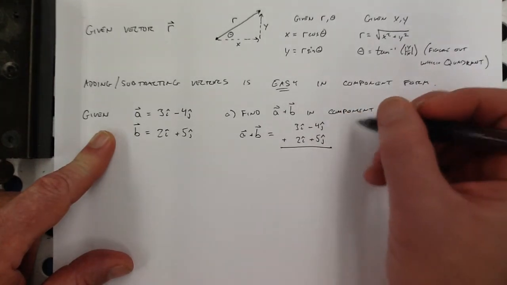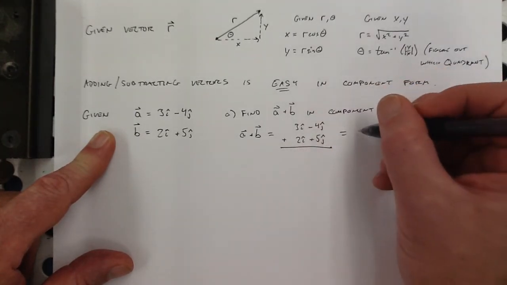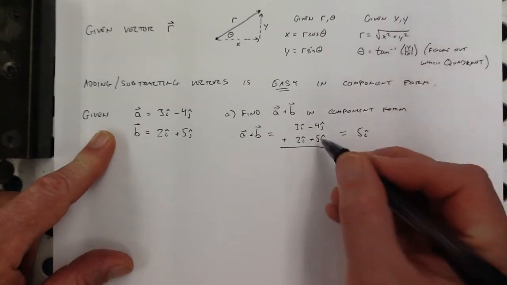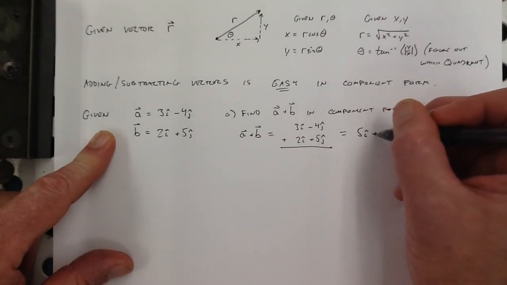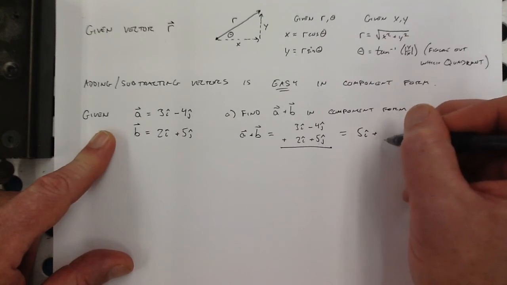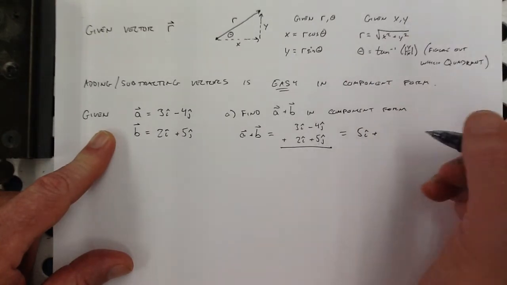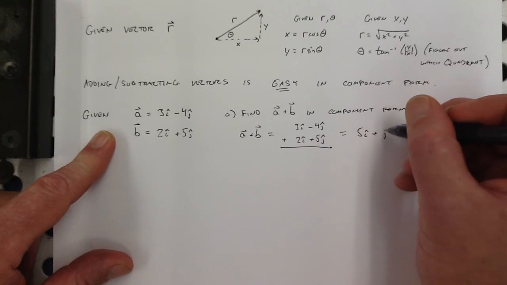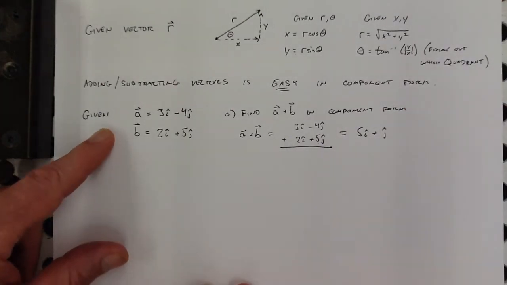So we add those up, and I get here 5i plus 1. You could put a 1 there. You can just put plus j, same as with an x. 1x and x mean the same thing. Either way is fine. So that's that.